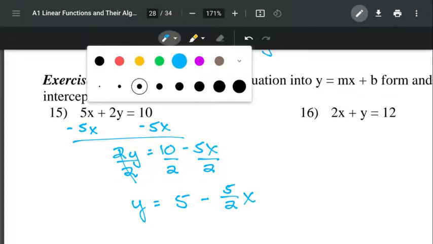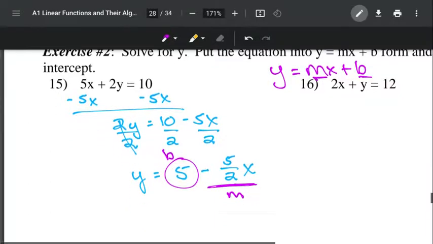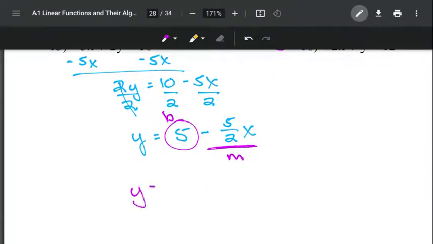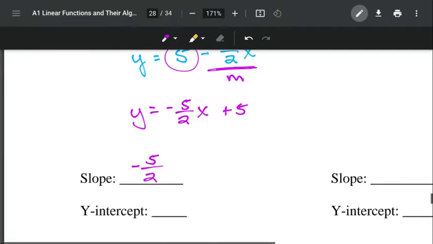Now remember, we need to identify the slope and the y-intercept. In y equals mx plus b, the slope is the m, the y-intercept is the b. The slope is the number in front of the x. The b is the number all by itself. So you can leave it like this, or you can flip the order, negative 5 over 2x plus 5. Either way, it doesn't matter. But we do have to say the slope is negative 5 over 2, just the number, not the variable. And the y-intercept here is 5.